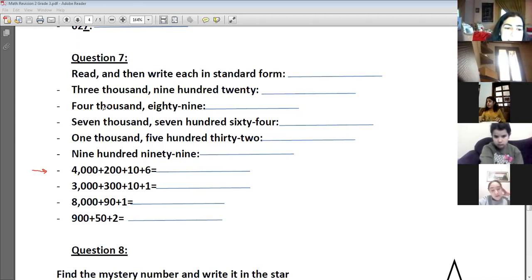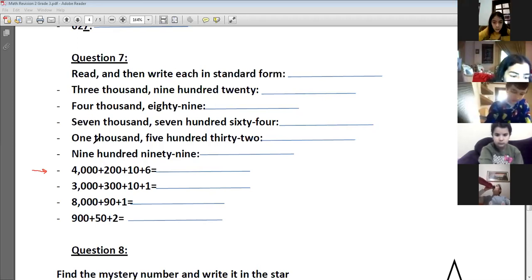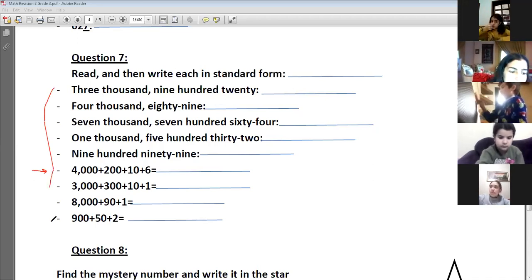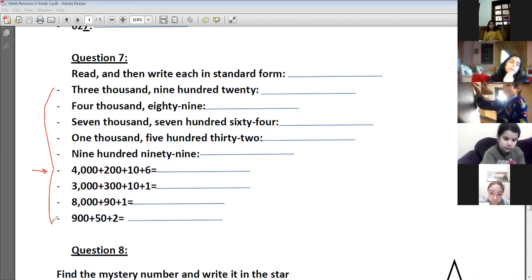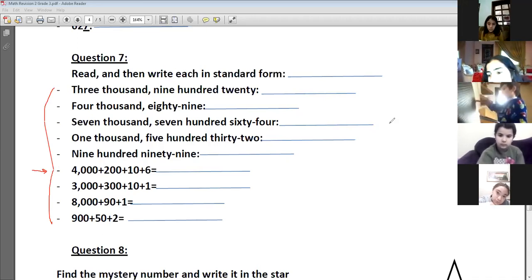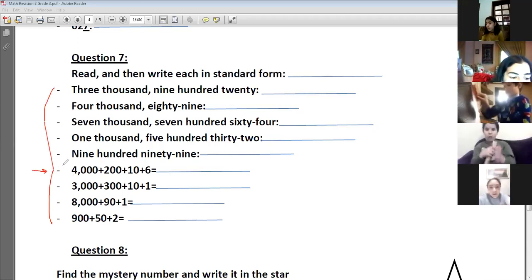Yalla. Read and then write each in standard form. Yesterday we solved the first 5 parts. Let me add Lana. Okay, today we'll continue. So the first 5, we change from word form to standard form. The rest, we will change from expanded form to standard form. Yalla, Jude. You can start with this one.